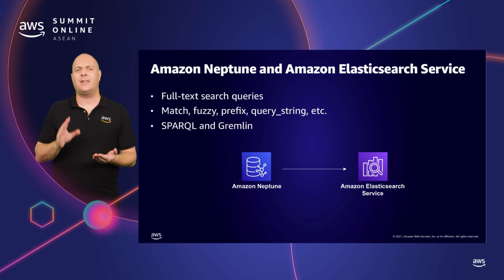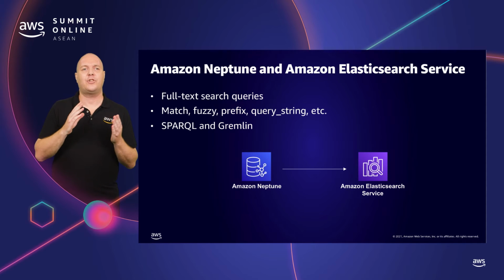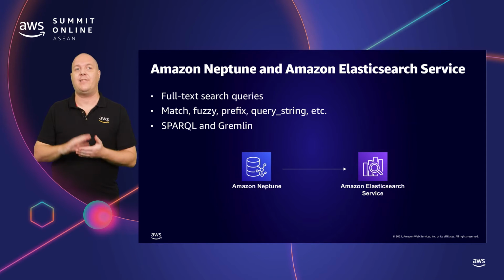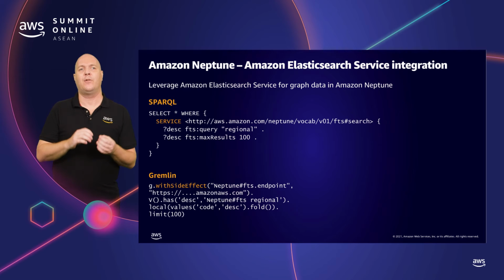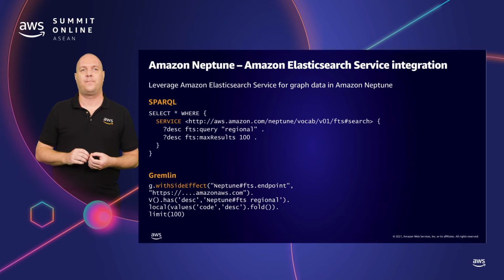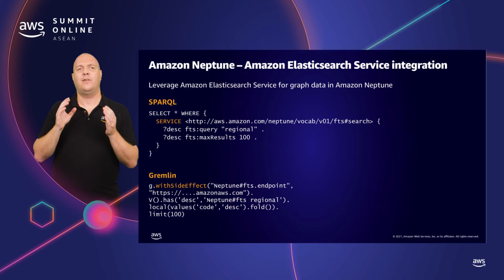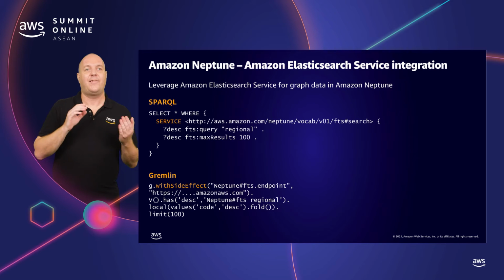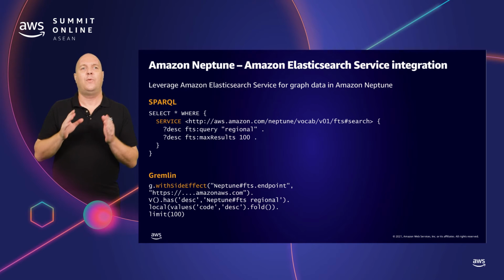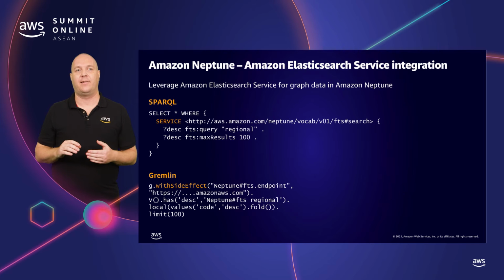Now you probably wonder what a query looks like that searches both Amazon Neptune and Elasticsearch. Here's a syntax. In SPARQL, we support the SERVICE keyword, which is defined by the standard. But there's an extension on specifying the Elasticsearch endpoint. Similarly, for Gremlin, we have an extension with sideEffect. And you specify the Elasticsearch endpoint and also the query that you want to run.